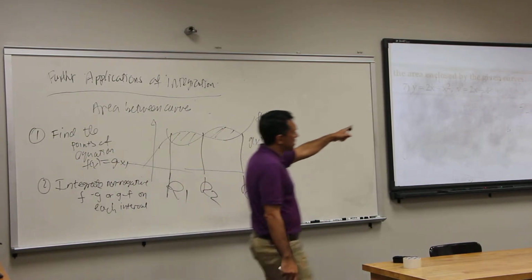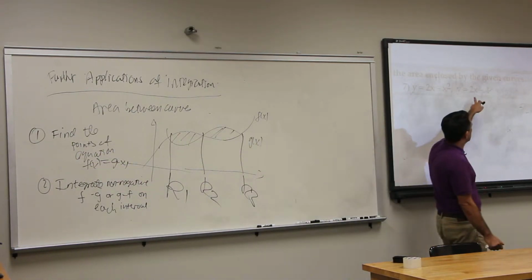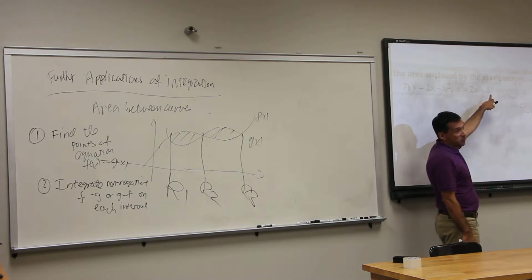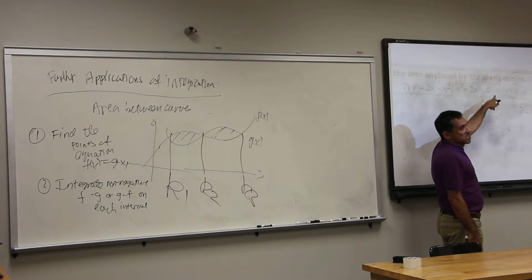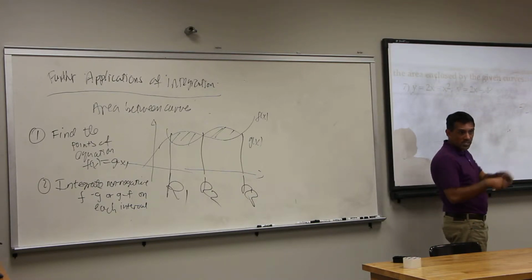So if I was graphing this one here, y equals 2x minus 4, I will notice that when x is 0, y is negative 4. And when x is 2, y is 0. So that's a line going through those two intercepts.